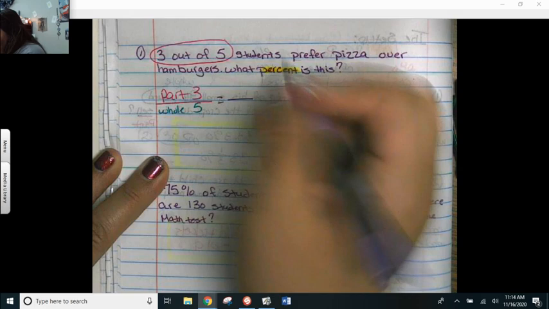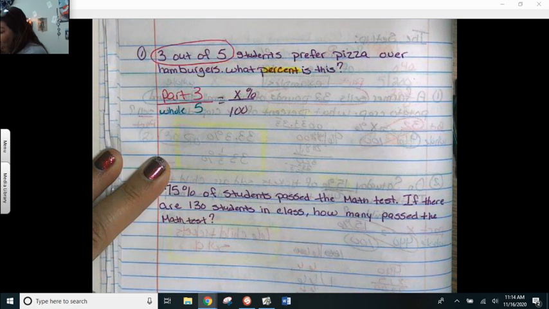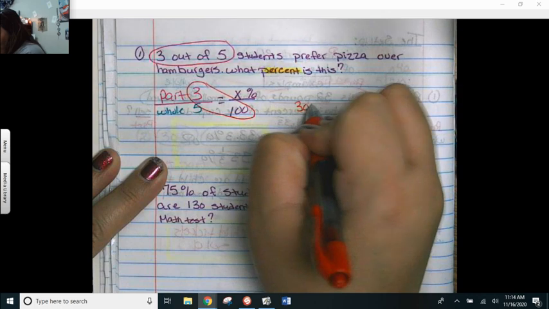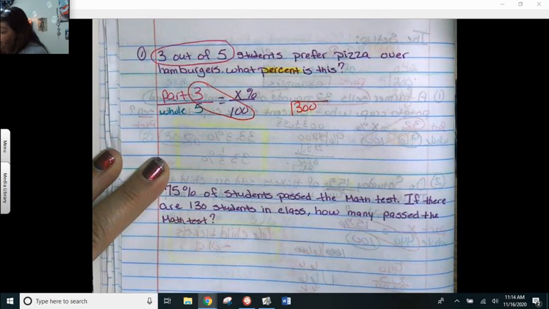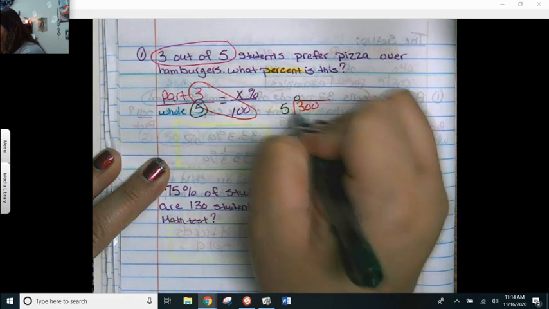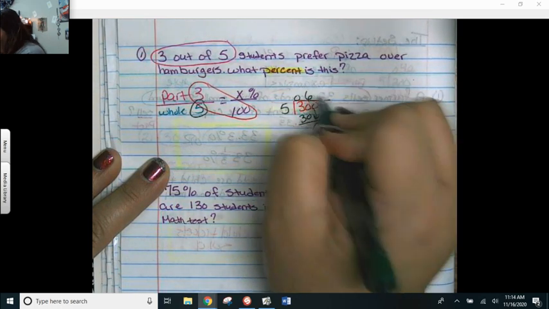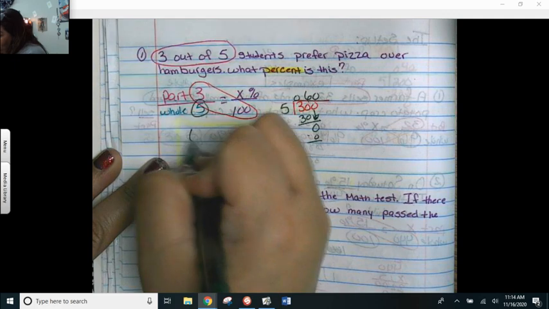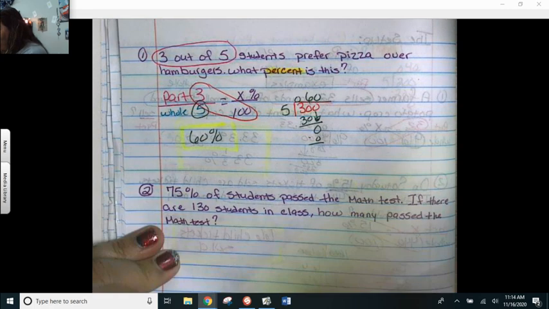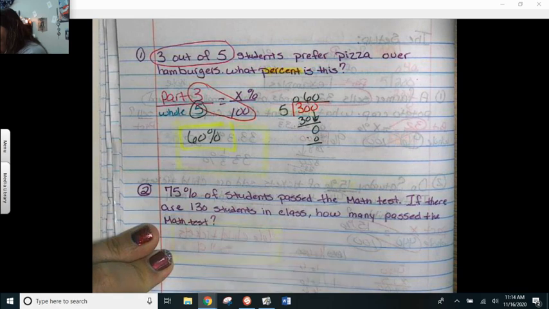Okay, and they want to know the percent. So remember, I don't know what percent it is, but I know it's out of 100. So now we're going to go ahead and cross multiply. Did you do 3 times 100, which gave you 300? And then did you divide that by 5? Then you should have got, don't forget that last 0, it is part of the whole number. You should have got 60%. And since they asked for a percent, you had to put the percent symbol there. Did you get it?